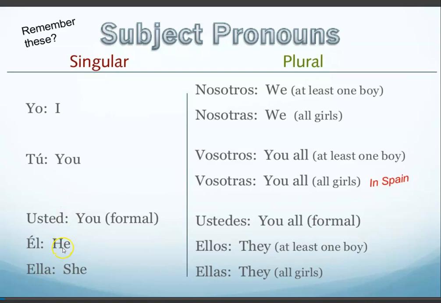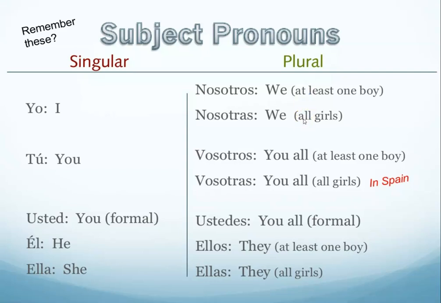Él is he. Ella is she. Nosotros is we, and that can include at least one boy. Nosotras is we, and that includes all girls. Vosotros is you all, that's at least one boy. Vosotras is you all, that's all girls, and this is mostly used in Spain. Ustedes is you all, formal. Ellos, they, at least one boy, and they, ellas, all girls.